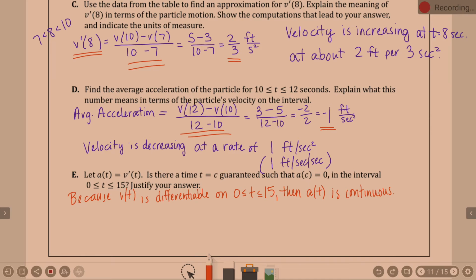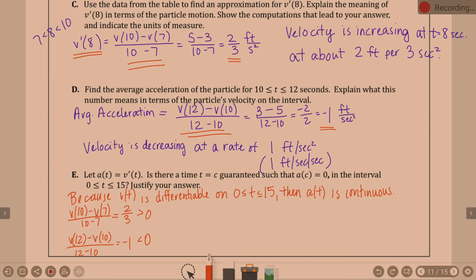Okay. Now, if I grab the information that we had from above, v of 10 minus v of 7 over 10 minus 7. You don't have to show all the work, but we found that to be 2/3, which is greater than 0. We also did v of 12 minus v of 10 over 12 minus 10. We found that to equal -1, which is less than 0. Okay, so that's kind of your work.